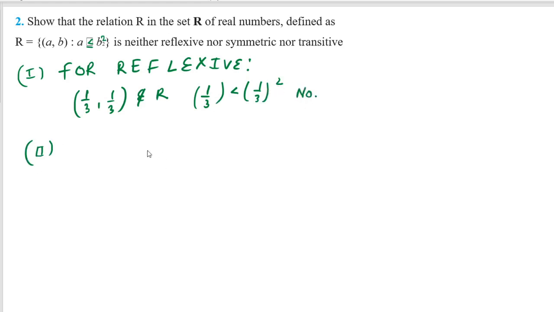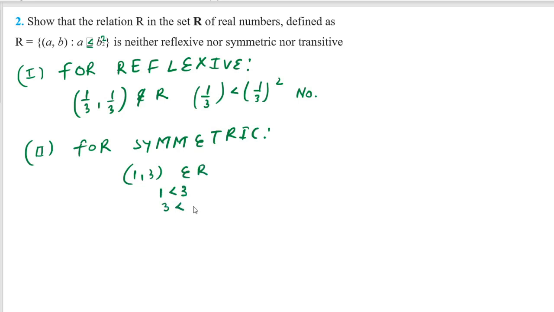So for symmetric. For the symmetric one, what you can do? Suppose you had taken 1 comma 3. 1 comma 3 belongs to R. So you can say one thing: 1 is less than 3, but 3 is not less than 1. So it is not symmetric.